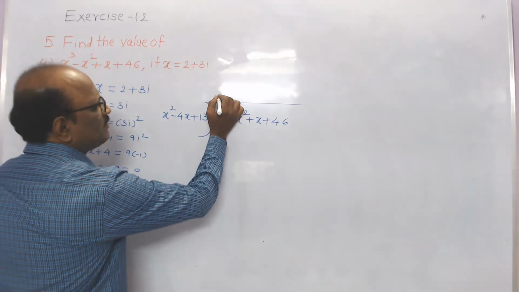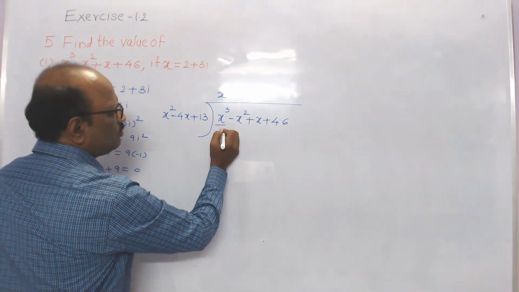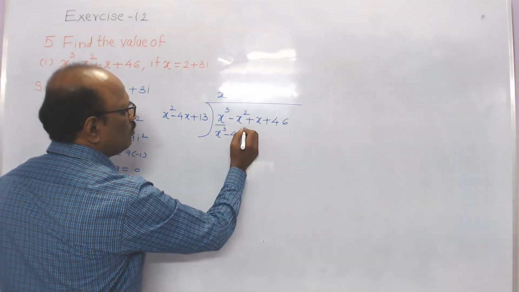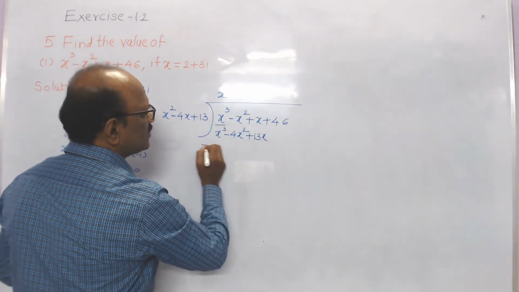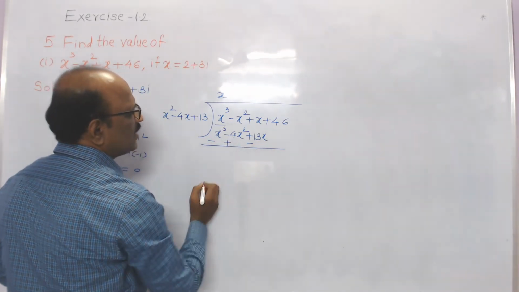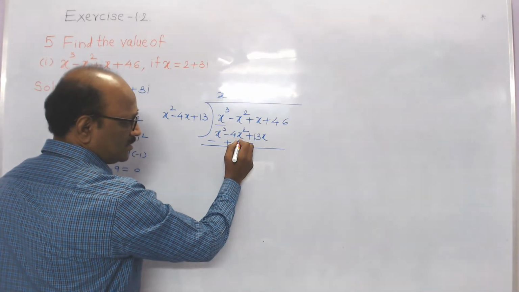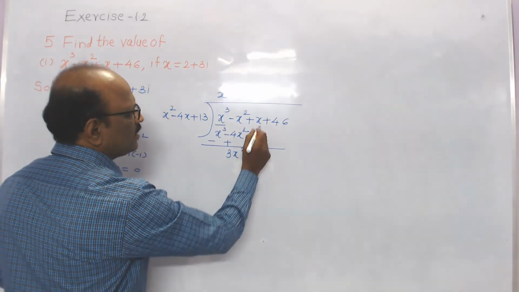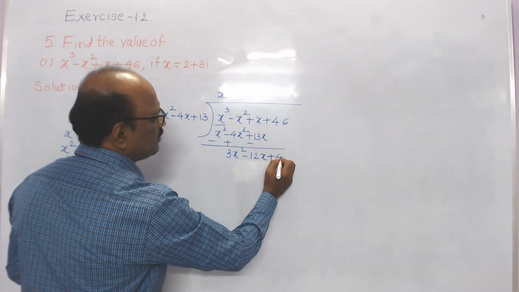Therefore, I will write here x. x into x square, you will get x cube. x into minus 4x, you will get minus 4x square. x into 13, that is plus 13x. Next change the sign, minus, plus, and again minus. x cube minus x cube get cancelled, and next minus x square plus 4x square gives 3x square, then x minus 13x gives minus 12x plus 46.